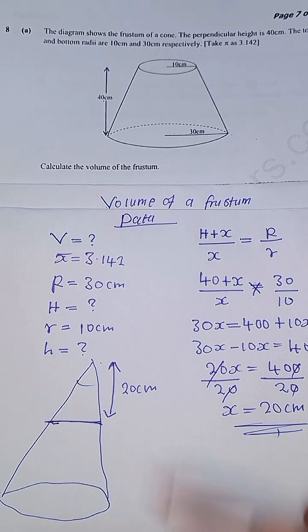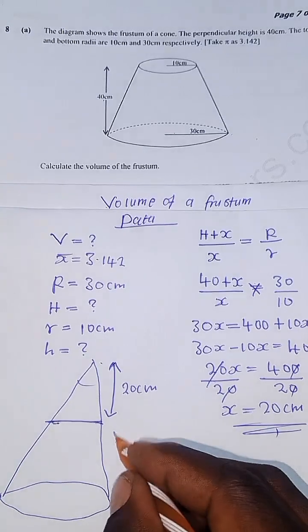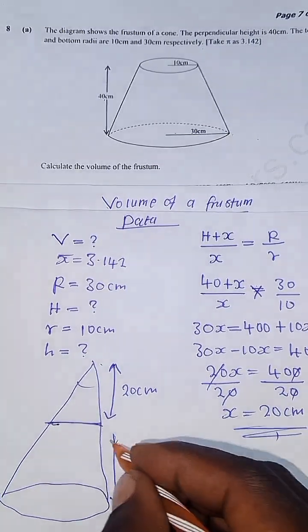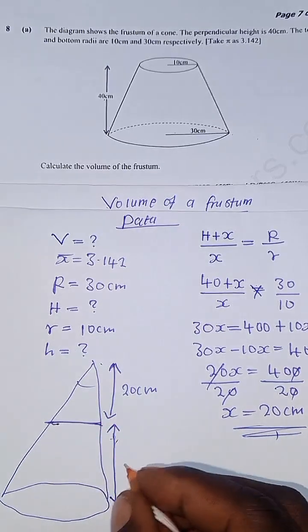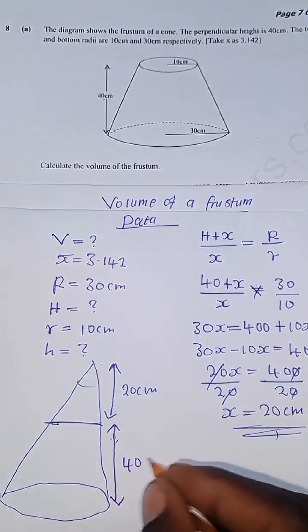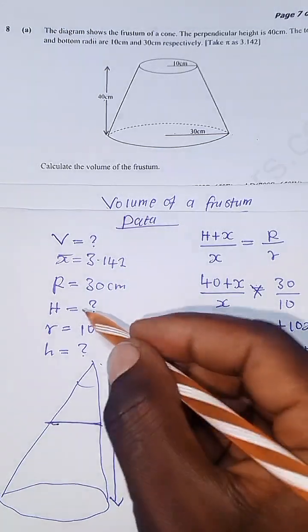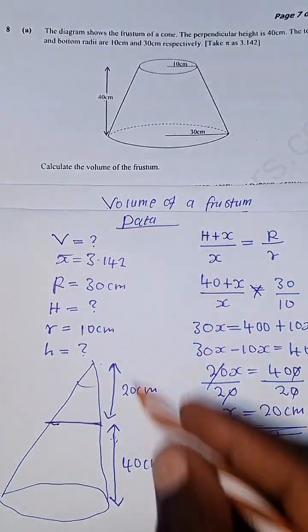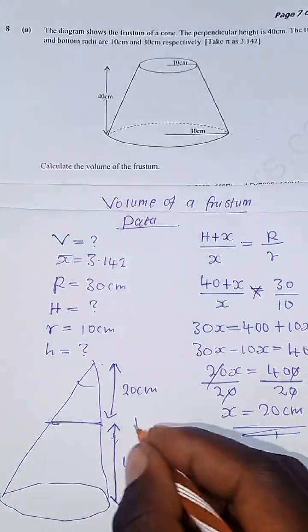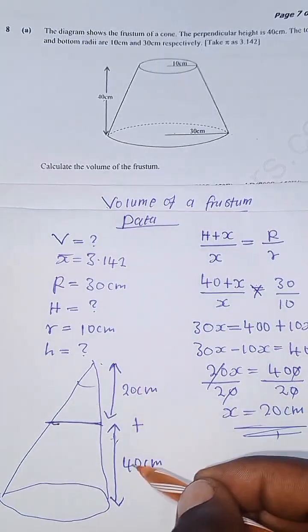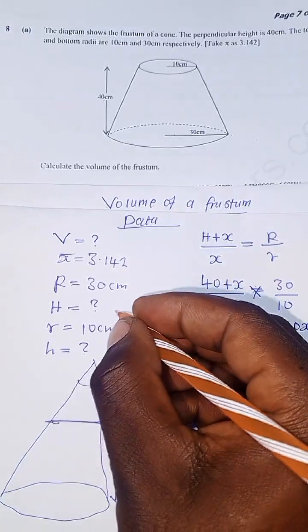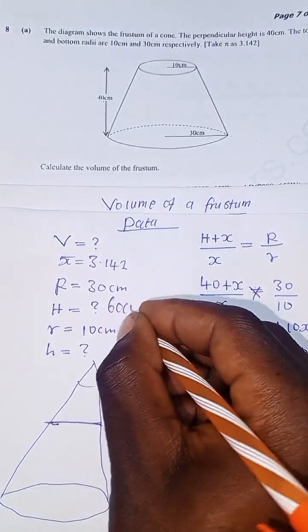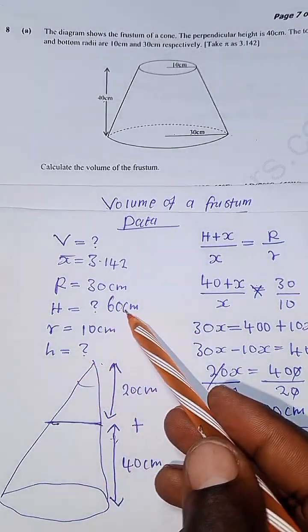Then we already have the height of the part that remained, which is in this case the frustum. The height of the frustum, as we have been given, was 40 centimeter. So now to calculate for this h, like I said, this is the height of a complete cone. We are just going to add 20 centimeter plus 40 centimeter. We are going to get 60 centimeter. So this was 60 centimeter.